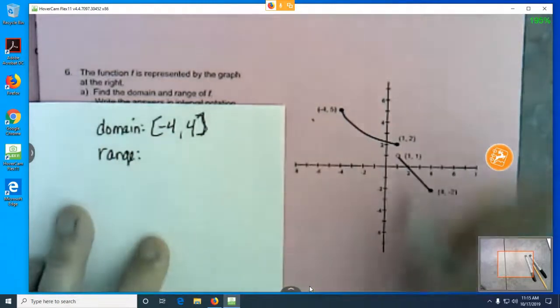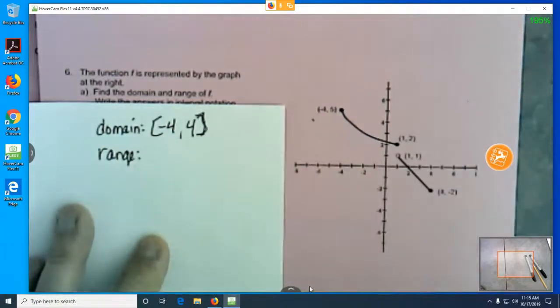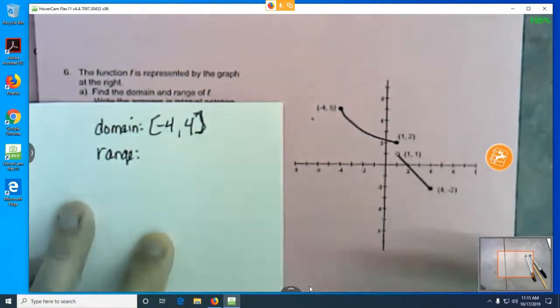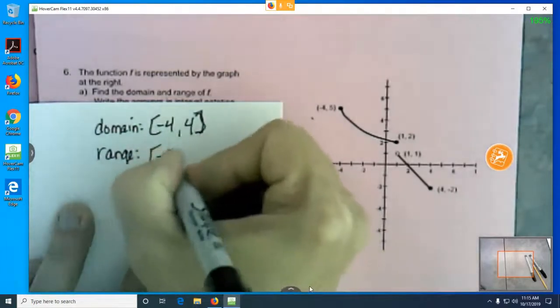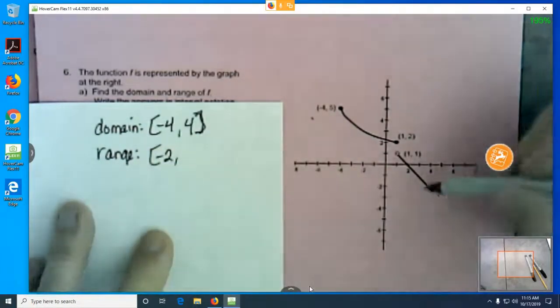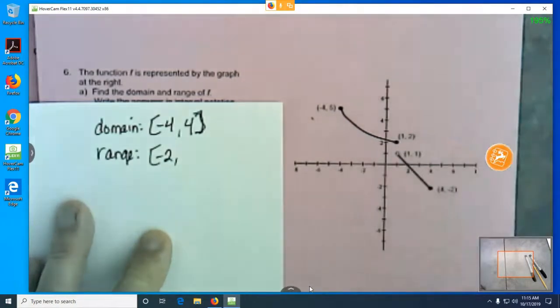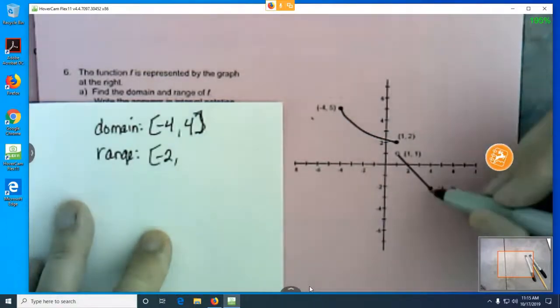And then for the range, we're going bottom to top. This time we're looking at the y values. So the first point we're going to come to is this one. The y value for that is -2. That's where our range is going to start. And then this one, if we keep going up, there is a gap between this point and this point. So our range is actually going to be 2 different intervals.